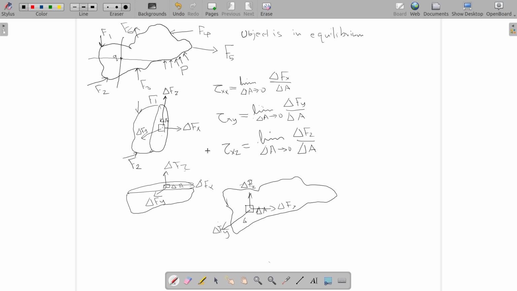So here, just like the way I first cut the object in a direction perpendicular to the x-axis, I can also cut the object in a direction perpendicular to the z-axis. It will look something like this, and I can define three components like that, right?